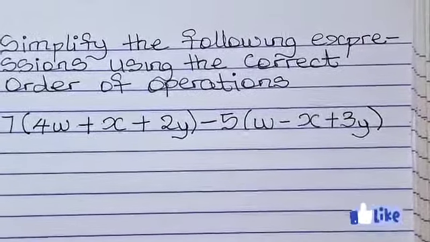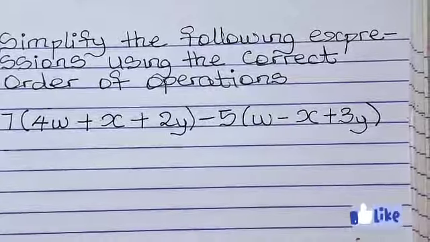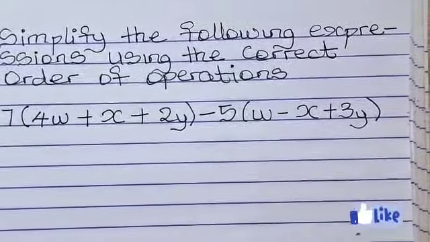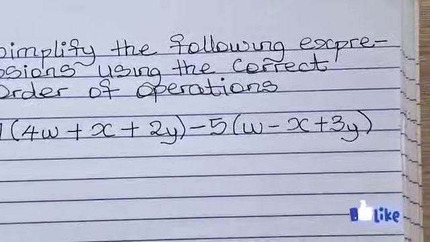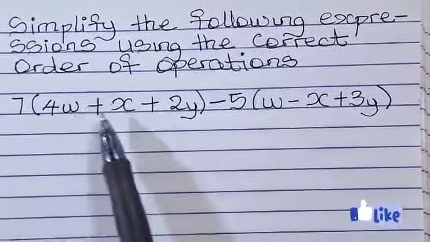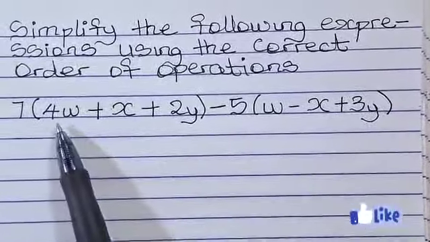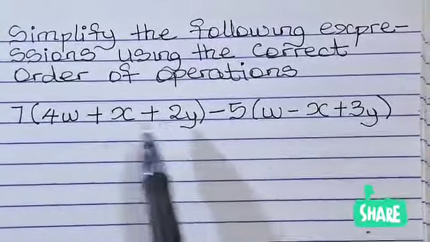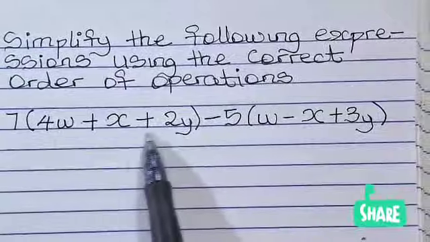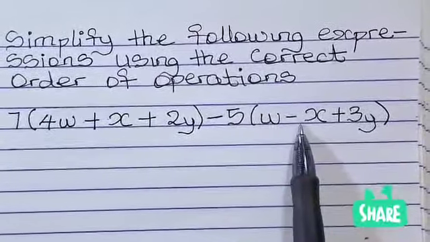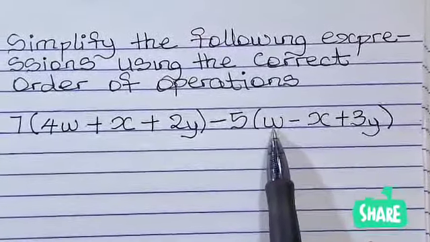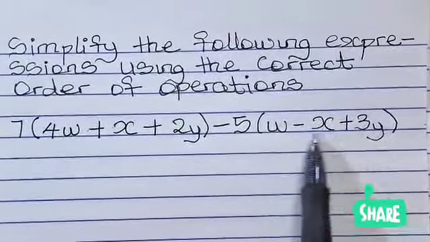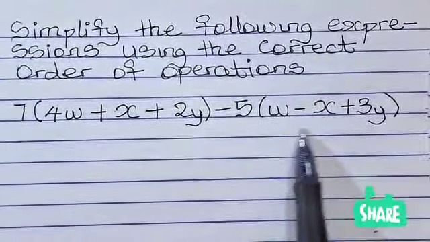But in this case, there are two brackets, but no indices. So let's sort out the brackets first. Now, you look inside this bracket, you see 4w plus x plus 2y. There are no like terms, so you can't simplify. You look at this again, w minus x plus 3y. There are no like terms, so you can't simplify.